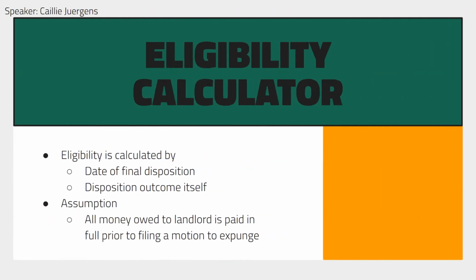The EvictionSponge eligibility calculator is able to confirm or deny eligibility of expungement based on the date of the final disposition, as well as the outcome of the disposition itself. It is assumed that any case that is being filed for expungement has all money owed to the landlord paid in full.